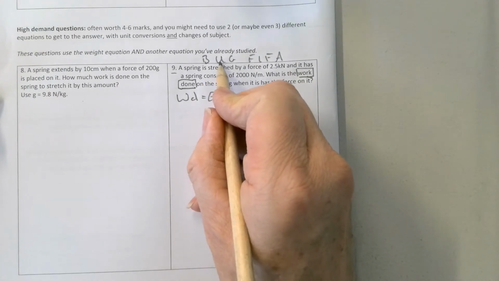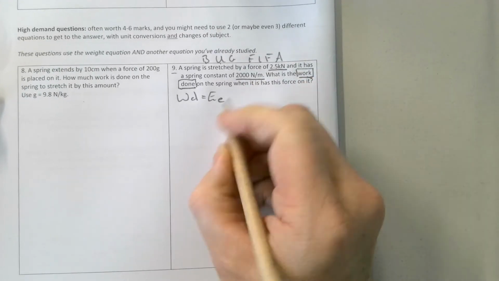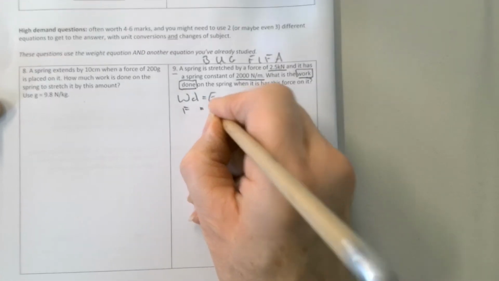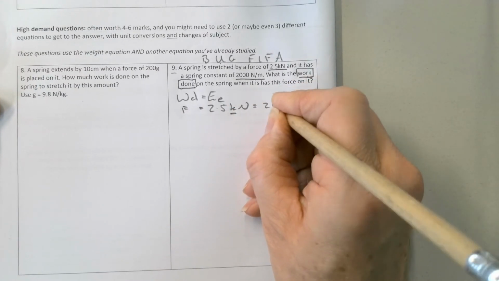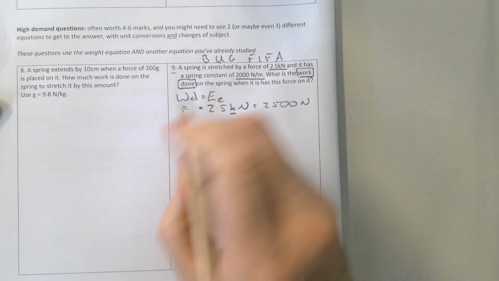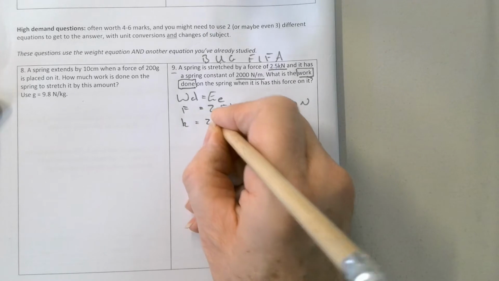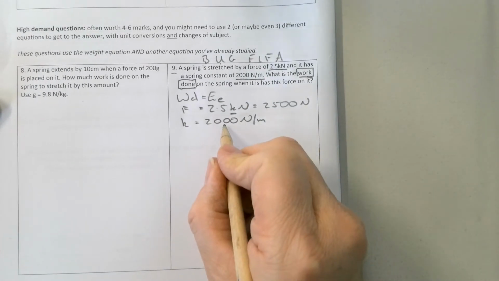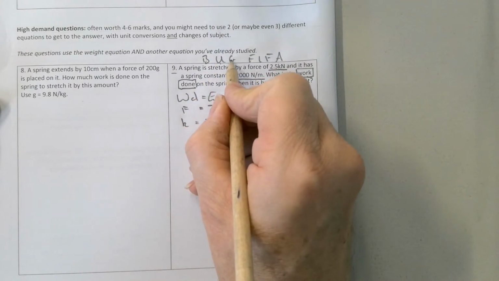So we now need to underline our data. We've got 2.5 kilonewtons and a spring constant of 2000 newtons per metre. The force is equal to 2.5 kilonewtons. Kilo is a prefix, so we multiply it by 1000 to give us 2500 newtons. The spring constant is equal to 2000 newtons per metre. We don't need to do anything to this because it's in newtons and metres. So we've boxed, underlined and grabbed the data.